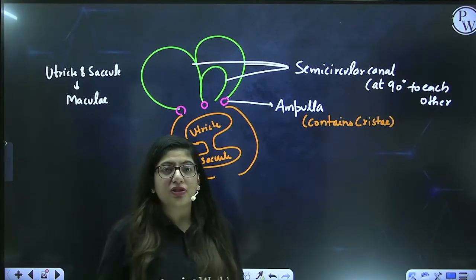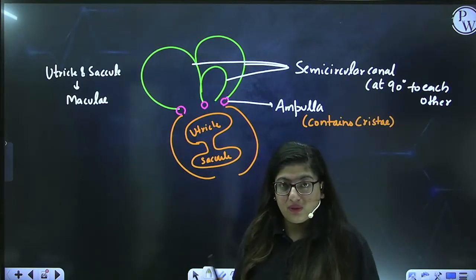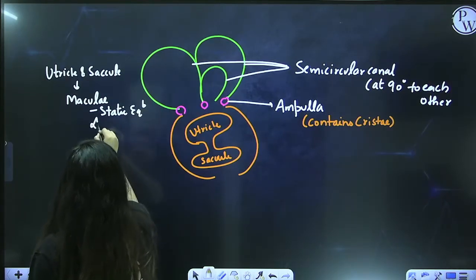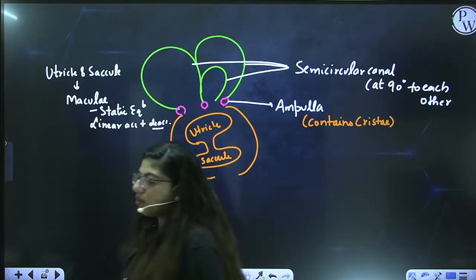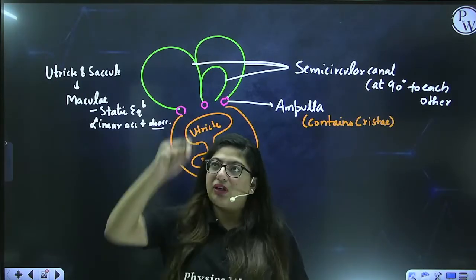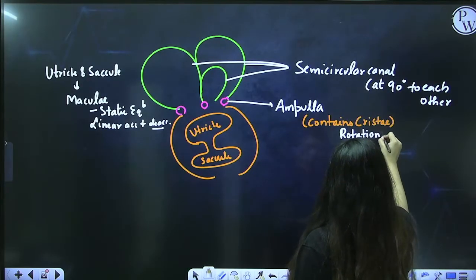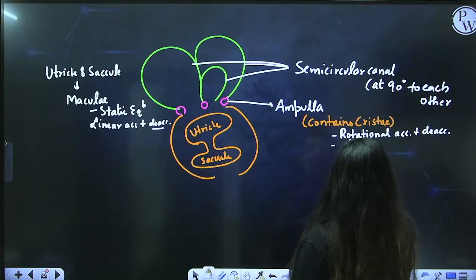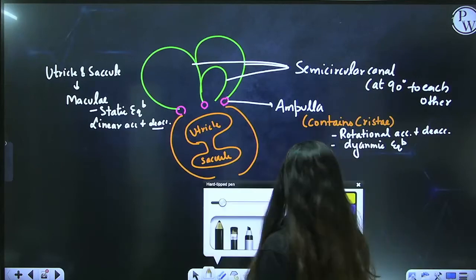The maculae are responsible for your static equilibrium, linear acceleration and deceleration. Static equilibrium is like when you are sitting. Linear acceleration and deceleration means you are in a lift. You are static, but you are moving in the lift. And the cristae are responsible for your rotational acceleration and deceleration, and for your dynamic equilibrium, where you are moving.